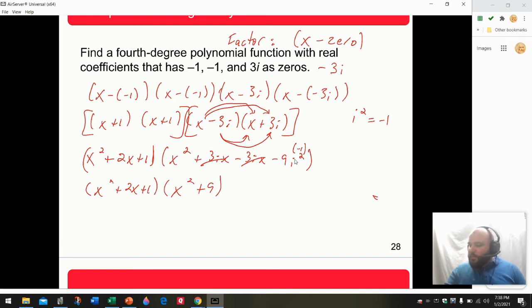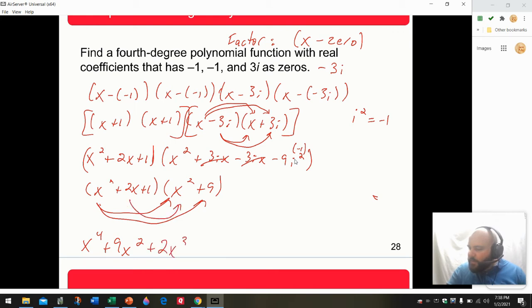Now, the last thing we have to do is to FOIL these two terms together to get our last polynomial. So we're going to do x squared times x squared, then x squared times 9. So that gives me x to the 4th plus 9x squared. Now I'm going to do 2x times x squared, which is 2x to the 3rd. Then I'm going to do 2x times 9, which gives me 18x. Then I'm going to do 1 times x squared, which is x squared. And then I'm going to do 1 times 9, which is 9.